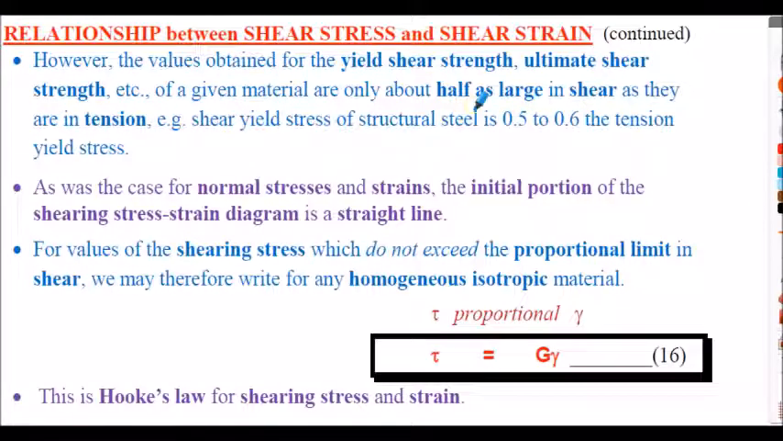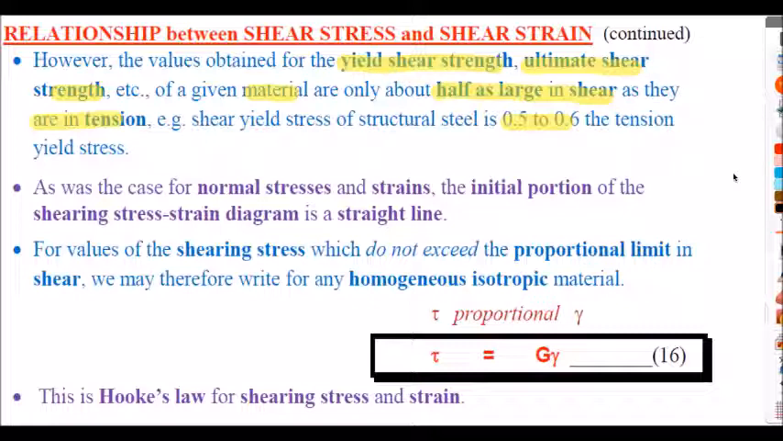The thing that is different about the shear stress strain diagram is that the yield strengths in shear and the ultimate shear strengths are a lot less than what they would be in tension. Typically, and this is a crude estimate, for a given material the shear strength is about half of the tension strength, so about 0.5 to 0.6 of the tension value. So say, for example, we're considering a structural steel that has a tensile yield of around 270 newtons per millimeter squared.